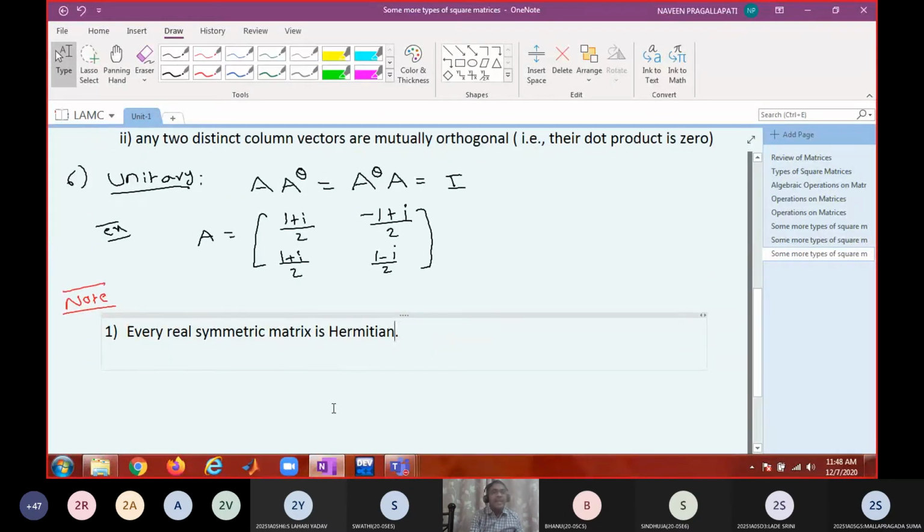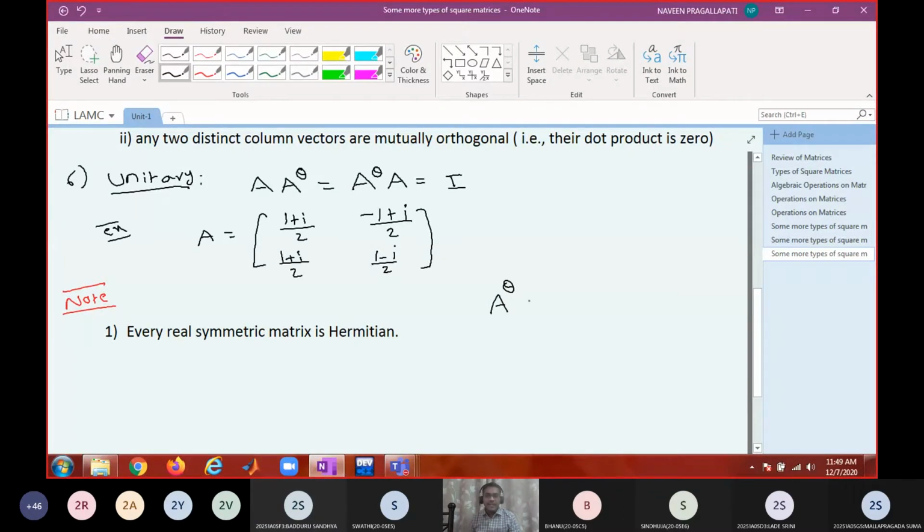What do you mean by real symmetric matrix? There are two words: real, symmetric. Real matrix means what? All entries must be real. Symmetric matrix means what? A transpose equal to A. So if A is a real matrix as well as symmetric matrix, I am telling that it is a Hermitian matrix. What is the condition for a matrix to be Hermitian? A power theta equal to A. So we'll check whether A power theta equals A or not.